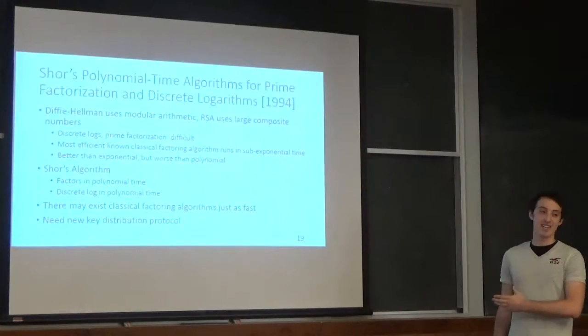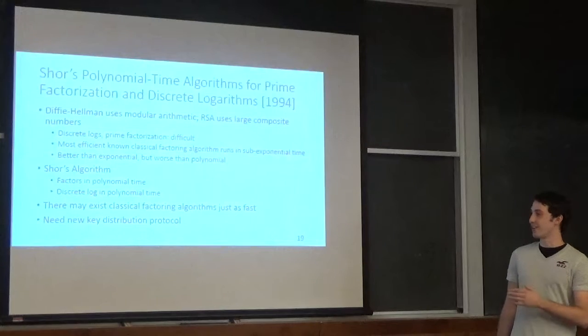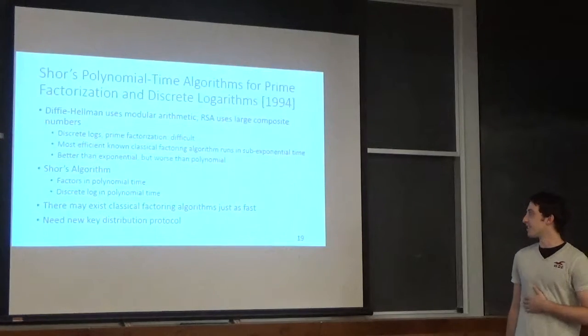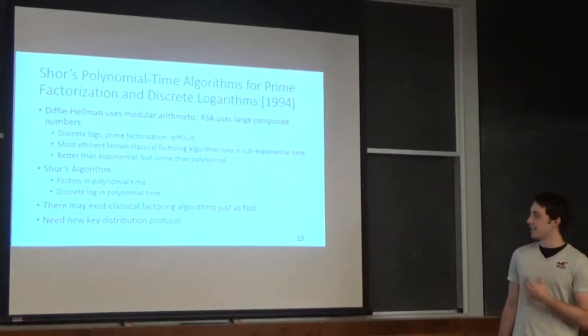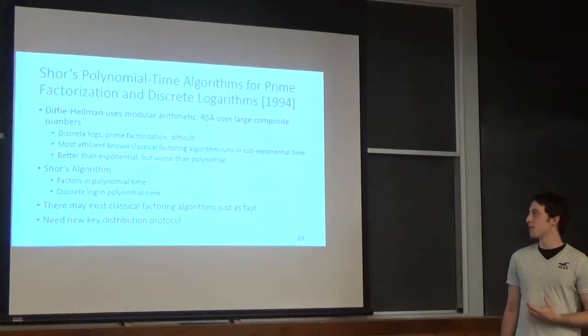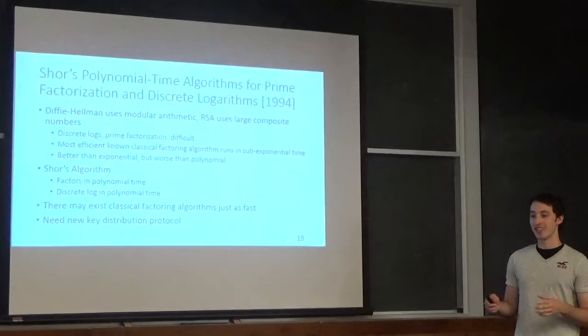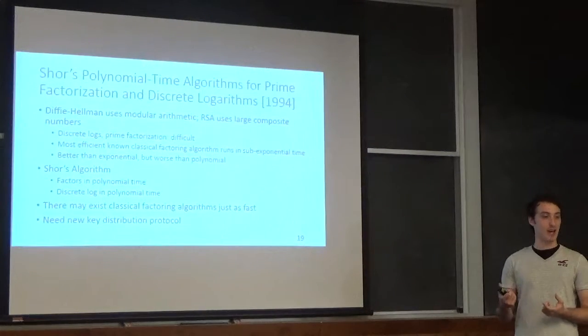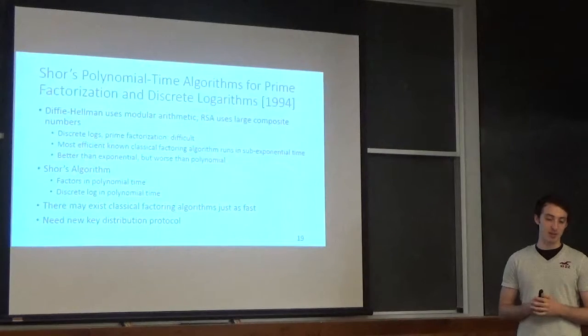Now, the big league here is Shor's algorithm. Shor is a Caltech alum. He has his BS from here. And in 1994, he published a paper that will eventually ruin the old protocols of RSA and Diffie-Hellman key exchange by prime factoring numbers very quickly and taking discrete logarithms very quickly.